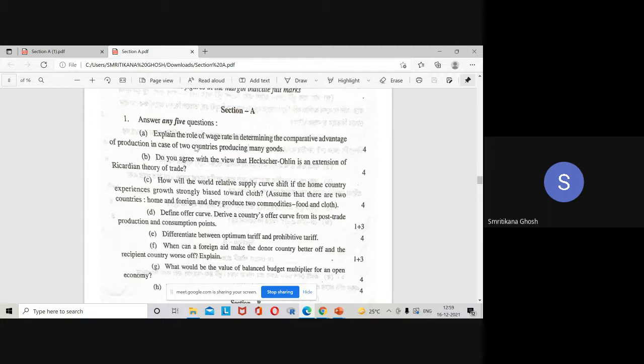When can a foreign aid make the donor country better off and the recipient country worse off? No, this is not here.